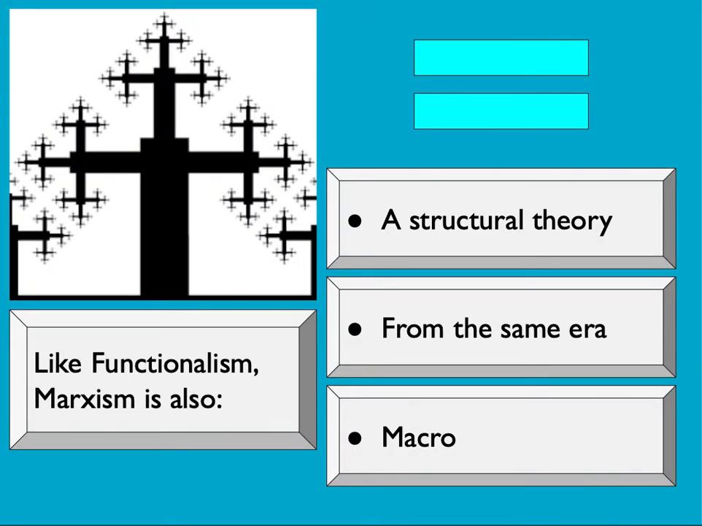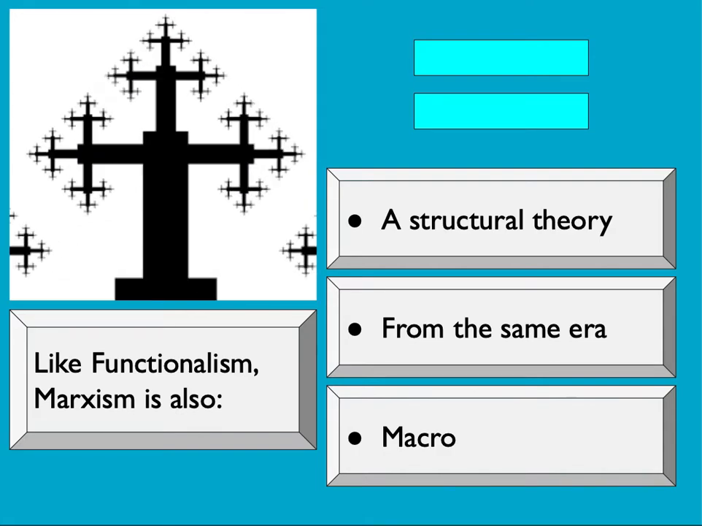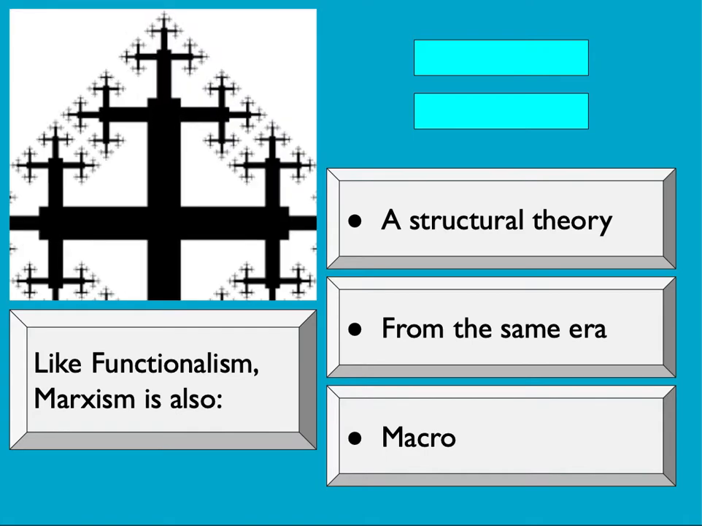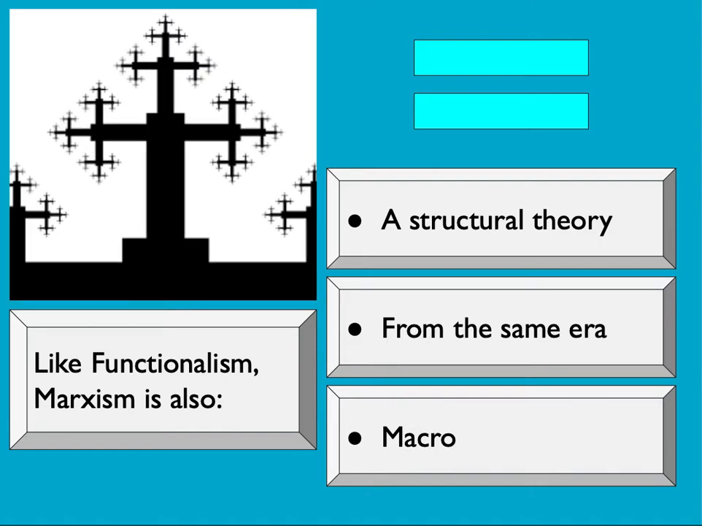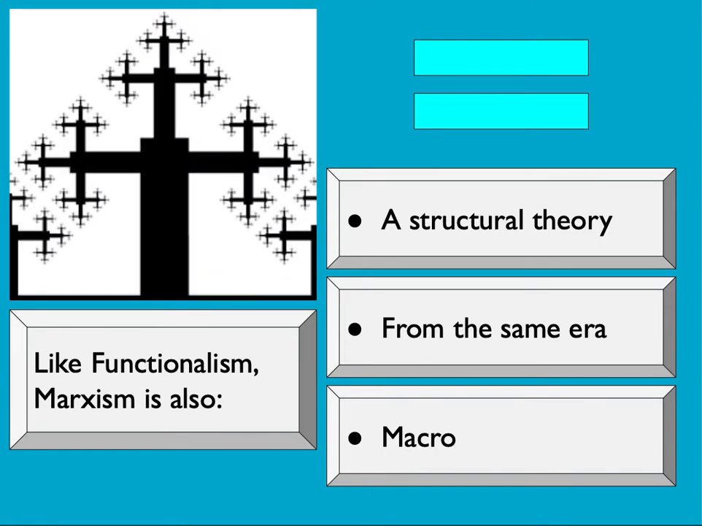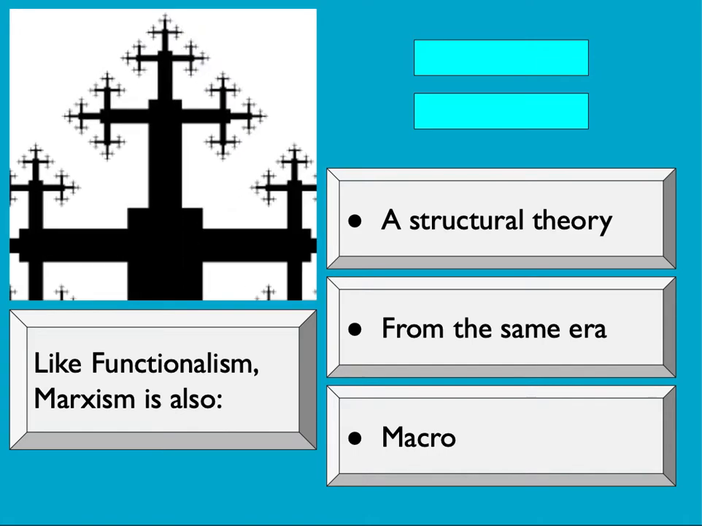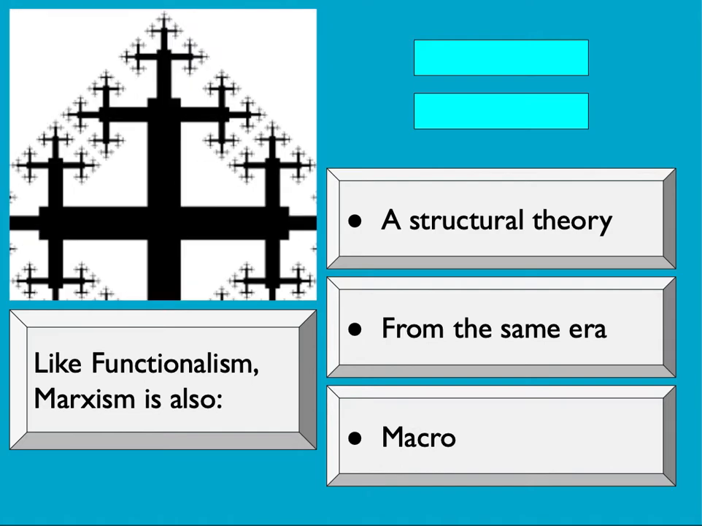To start with similarities, both functionalism and Marxism are what we call structural theories, meaning that they both see the individual as a product of his or her society. They're historically from the same era. This is something that will make much more sense later on in the course, when we look at the concepts of modernity and postmodernity in relation to sociological theory.